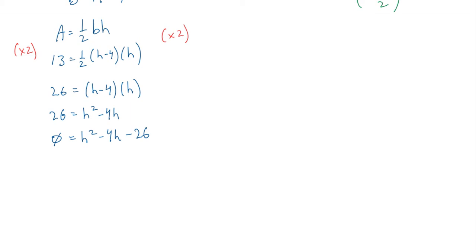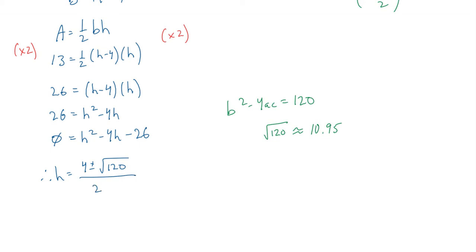Now b squared minus 4ac is 120. Square root of 120 is approximately 10.95. Not a nice number, not 10, not 11, not a whole number. So this is not factorable, so I have to use the quadratic formula. So therefore h equals negative b. b is negative 4, so 4 plus or minus the square root of 120 over 2 times a, which is 1.